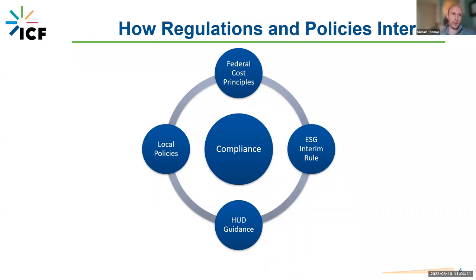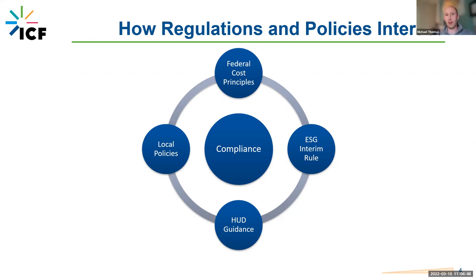There are layers to that. So there is the federal cost principles, which is contained in the uniform guidance, and that's kind of your top layer. That covers most federal programs. There's a few exceptions, but it covers the vast majority of them. And then you've got the ESG interim rule. So the ESG interim rule basically tells you follow the uniform guidance unless this rule says otherwise. In that case, the ESG interim rule takes precedence, and it does provide a little bit of variation to what's in the cost principles, but it tells you specifically in the interim rule what that variation is.